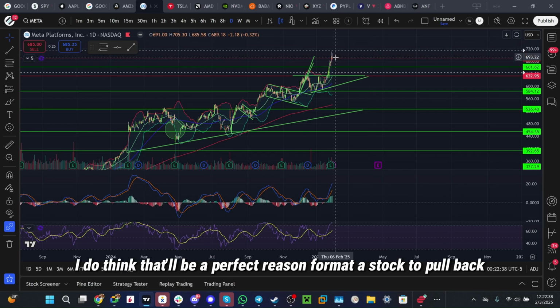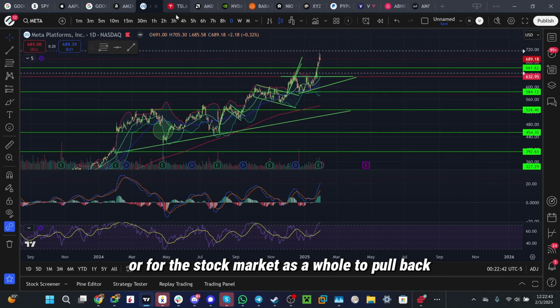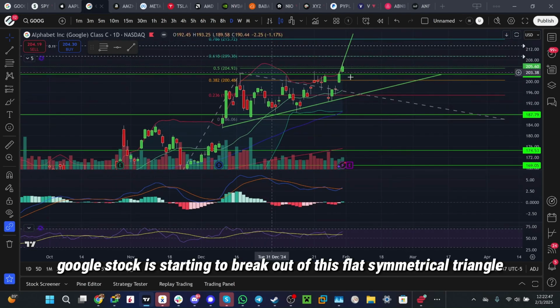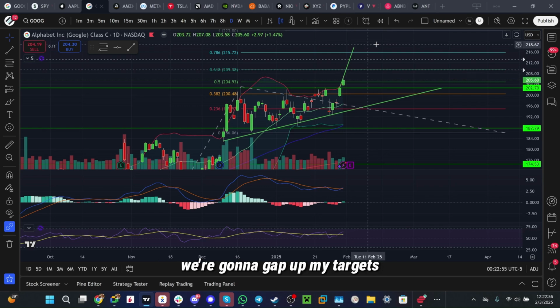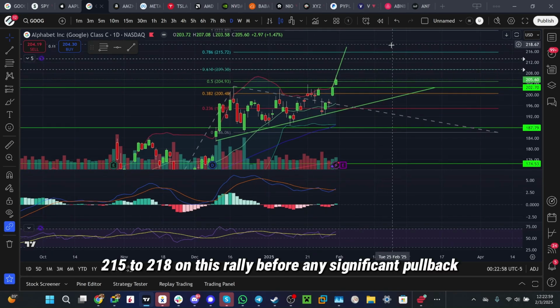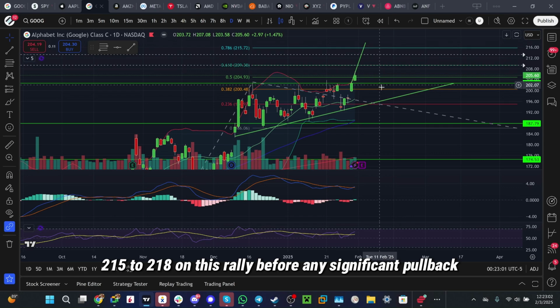I do think that'll be a perfect reason for Meta stock to pull back, or for the stock market as a whole to pull back. Let's take a look at Google stock. Google stock is starting to break out of this flat symmetrical triangle. I do think with a good earnings report, we're going to gap up. My target's 215 to 218 on this rally before any significant pullback.